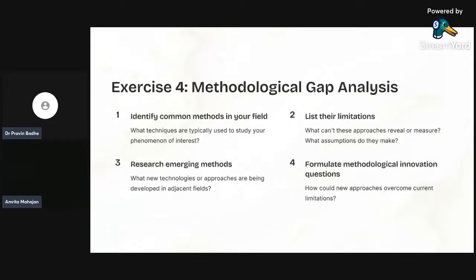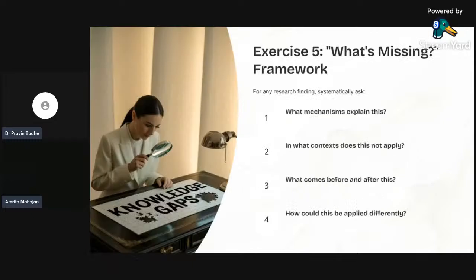The next exercise is methodological gap analysis, which I have mentioned earlier. Identify the common methods in your field. What are the methods actually involved? List the limitations that are present in them. Research emerging methods: what new technology or approaches can be developed in that particular field? Formulate methodological innovation questions: how can you overcome those limitations with the help of your research?